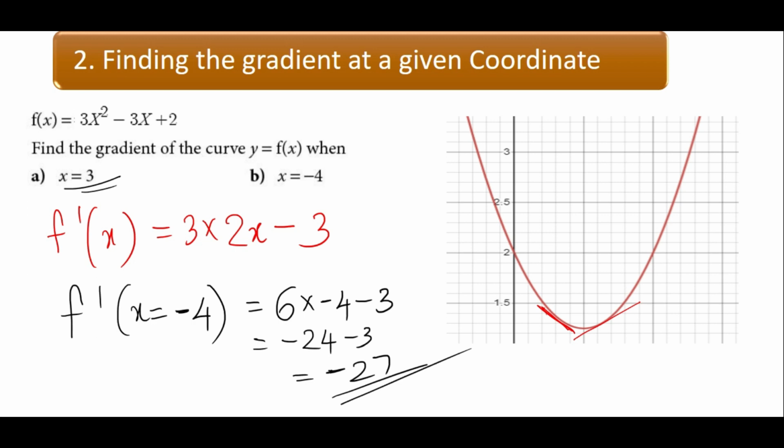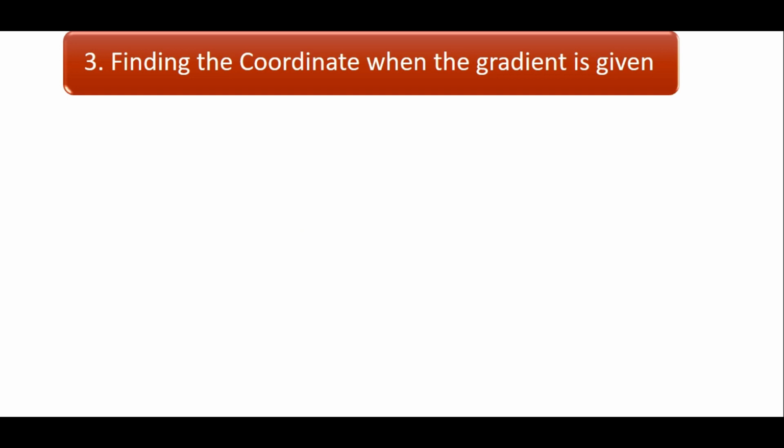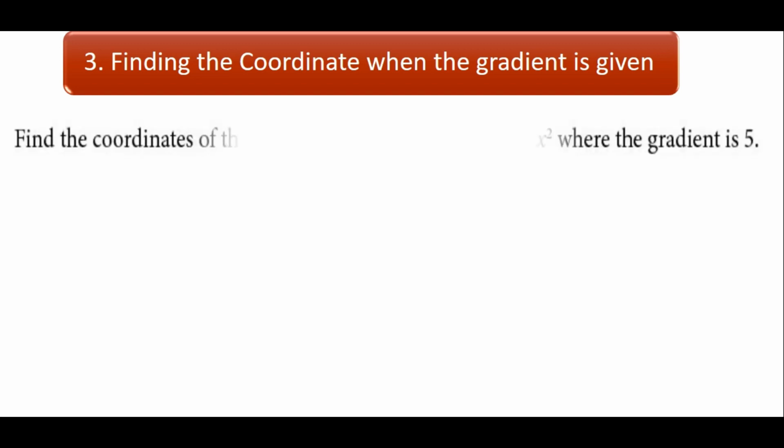So this is how the gradient can be calculated if the coordinate is given to you. We have now reached the last topic that will be discussed in this video. Topic 3, which is finding the coordinate when the gradient is given. The question here is find the coordinates of the point on the curve y equals 7 minus 3x minus 2x squared where the gradient is 5. So here they have mentioned the gradient and you have the function.